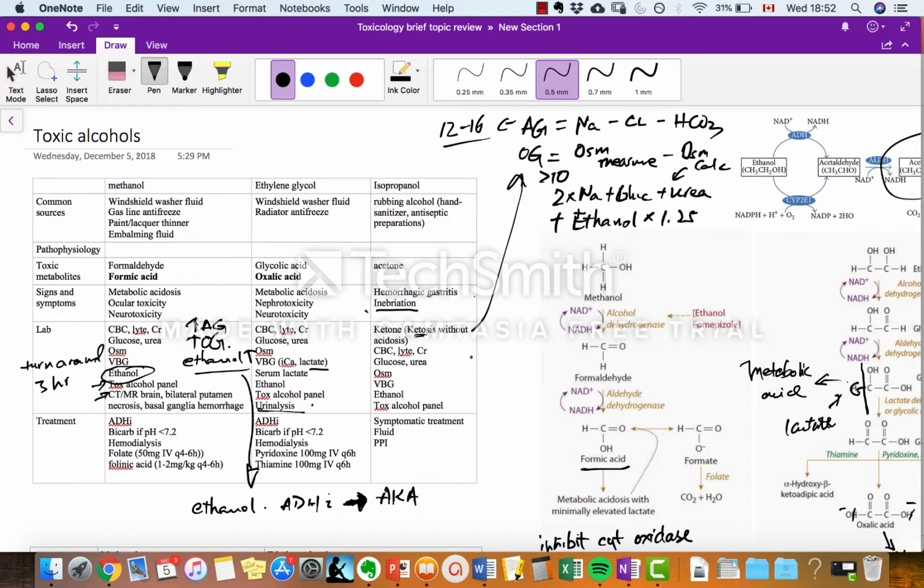And of course, you also want to be ruling out other co-ingestions, so your standard, make sure that they don't have ASA or acetaminophen on board.